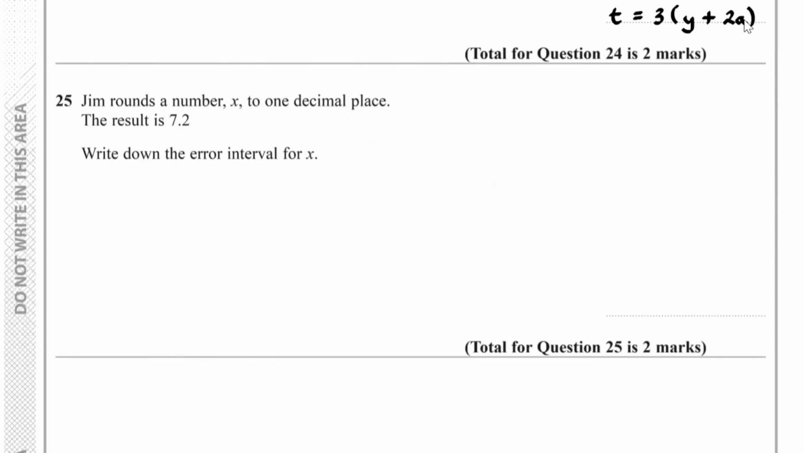Question number 25. Jim rounds a number x to one decimal place. The result is 7.2. We have to write down the error interval. Well, the lower bound of this number is 7.15, and this will be less than or equal to x, which will be less than the upper bound, 7.25.